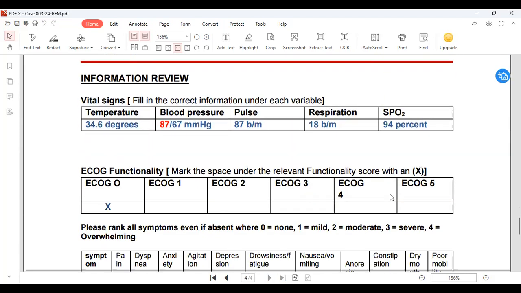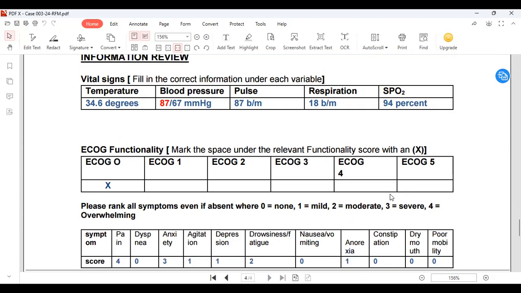Vital signs: temperature 34.6 degrees, blood pressure 87/67 millimeters of mercury, pulse 87 beats per minute, respirations 18 breaths per minute, oxygen saturation is 94%, ECOG is 0.